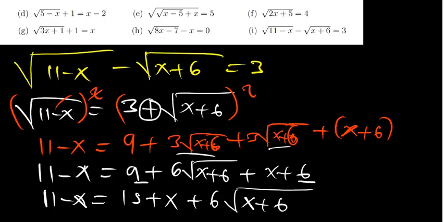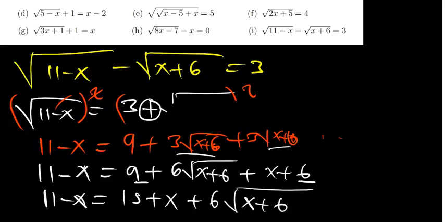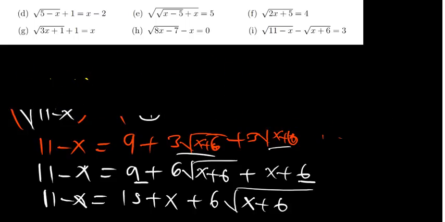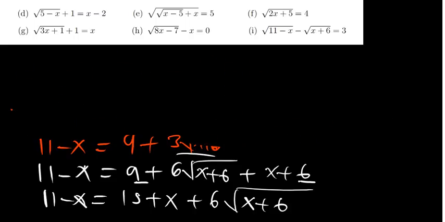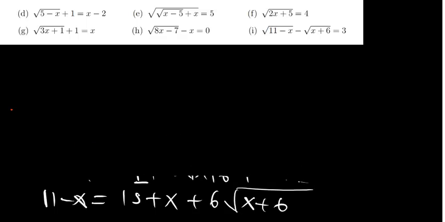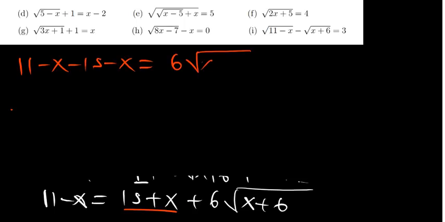Okay. Now remember I said if you have got one square root, you have to shift everything to the other side so that you remain with the square root alone, right? That's what I said. So in this case, I'm going to shift these two so that they go to the left hand side. So I'm going to have 11 minus x, I shift 15 so it's minus 15, minus x is equal to 6 times the square root of x plus 6.